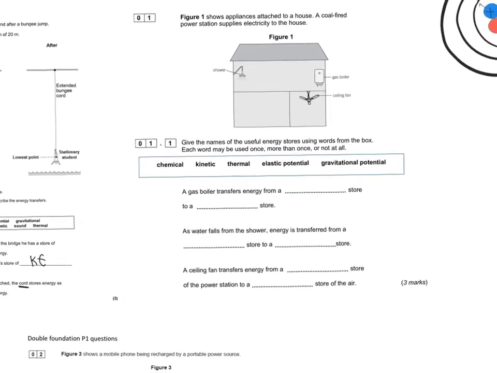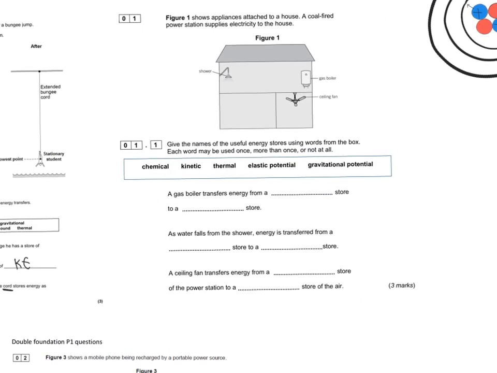Now the next question, once again, a foundation type question. It says Figure 1 shows appliances attached to the house. A coal-fired power station supplies electricity to the house. A coal-fired power station is simply a fossil fuel power station, so they burn coal to release energy from it. Remember, that's a chemical energy store. Give the names of the useful energy stores using words from the box.